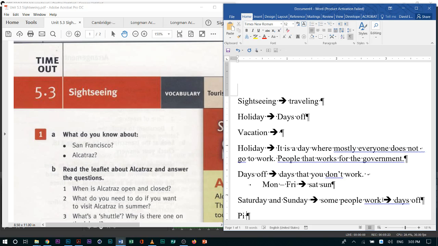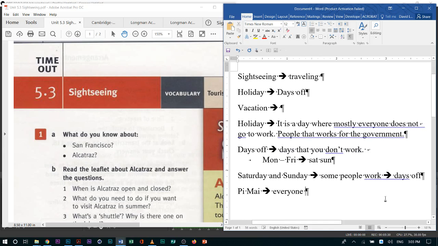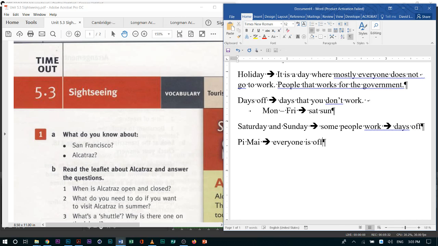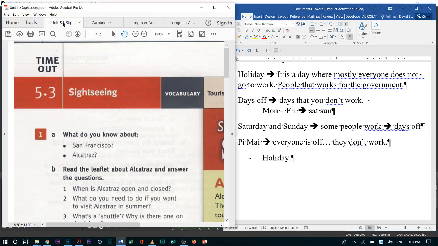But for example, it's Pimai, right? For Pimai, everyone is off, meaning they do not work. So for this one, for Pimai, we call this a holiday. So you see the difference between a day off or days off and a holiday. So continuing with this part, please try to remember these vocabulary words.